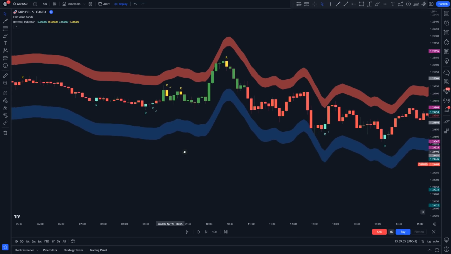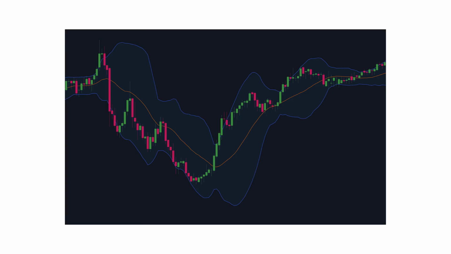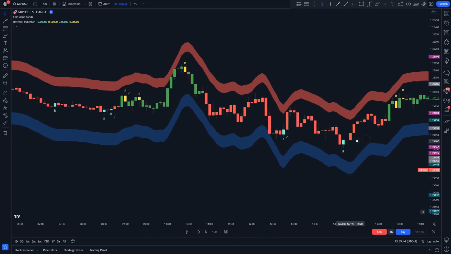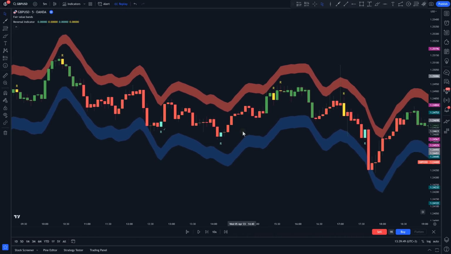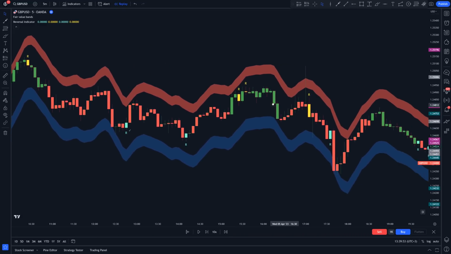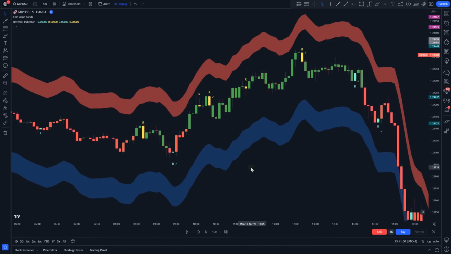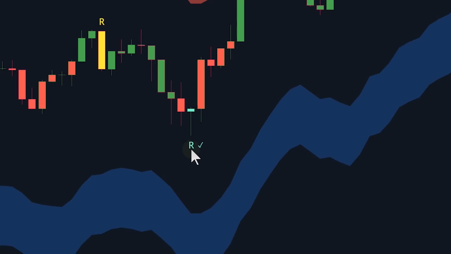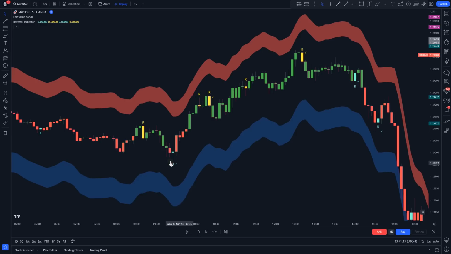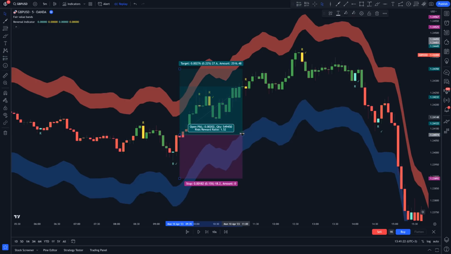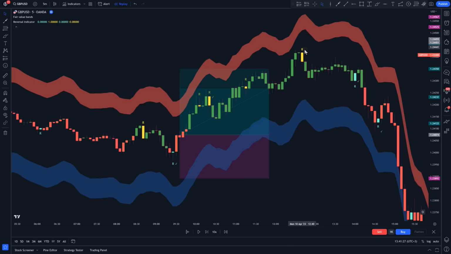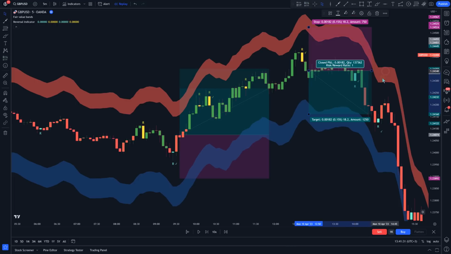Now, this tool uses the famous Bollinger Bands indicator to identify areas in the market where the price touched the upper or lower bands of the Bollinger Bands indicator. It then labels the price candles with the letter R to indicate potential points of trend reversals. When the letter R is colored sky blue, that indicates a bullish reversal candle, and when it's colored yellow, that indicates a bearish reversal candle.